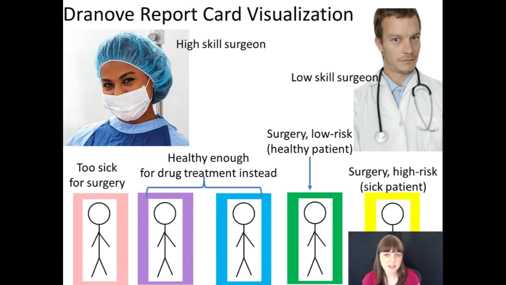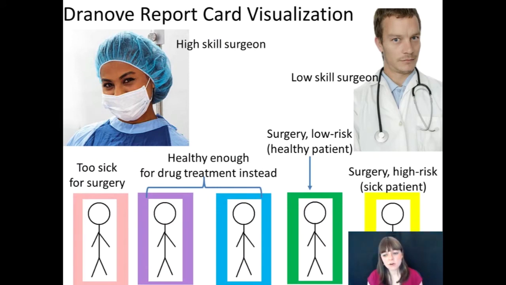The yellow patient is a high-risk patient. They may have a lot of secondary conditions like diabetes and asthma and many complicating factors that make them at high risk, maybe obesity, things like that. Maybe they're older and more frail. So they have higher risk, meaning there's a higher chance they will die on the surgery table.